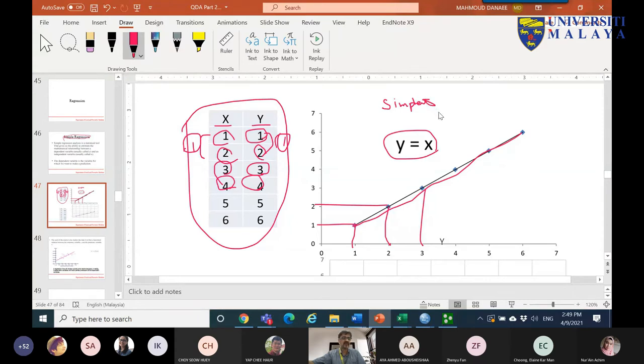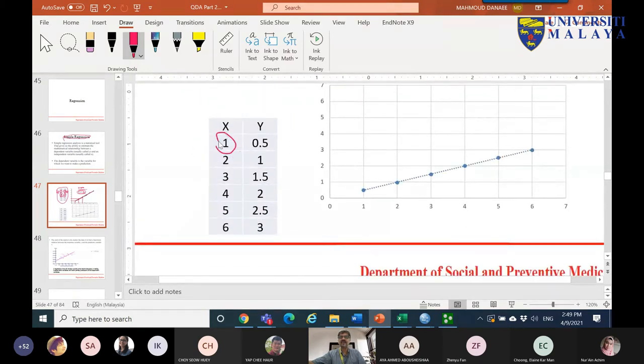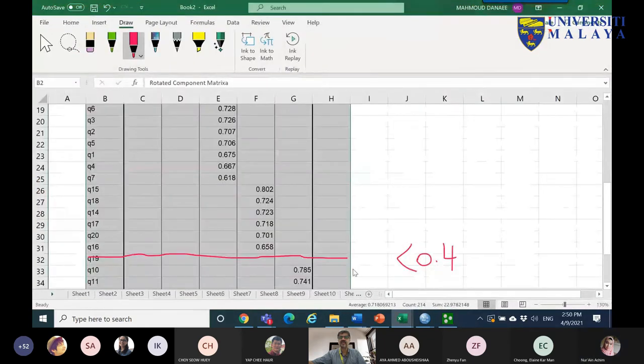form of regression analysis, regression model. Look at this one. 1 and 0.5, 2 and 1, 3 and 1.5, 4 and 2, 5 and 2.5, and 6 and 3. So what does it mean? It means by increasing one unit in X, how much will Y change? 0.5. Thank you. So let's look at these two graphs.